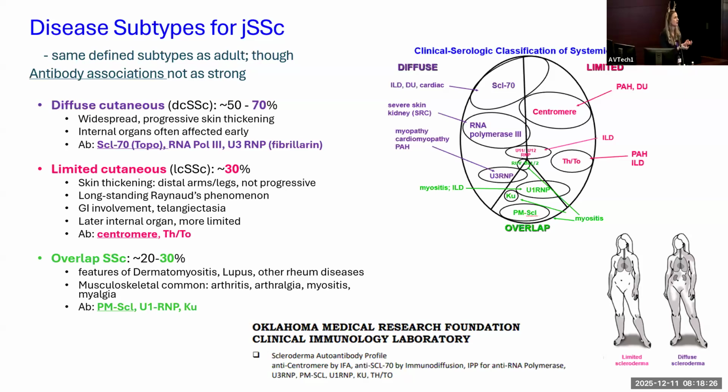And why it's interesting is that at least in adults, and we're still pinning that out now that we have larger numbers in kids, the pattern of the skin involvement does reflect the internal organ involvement.